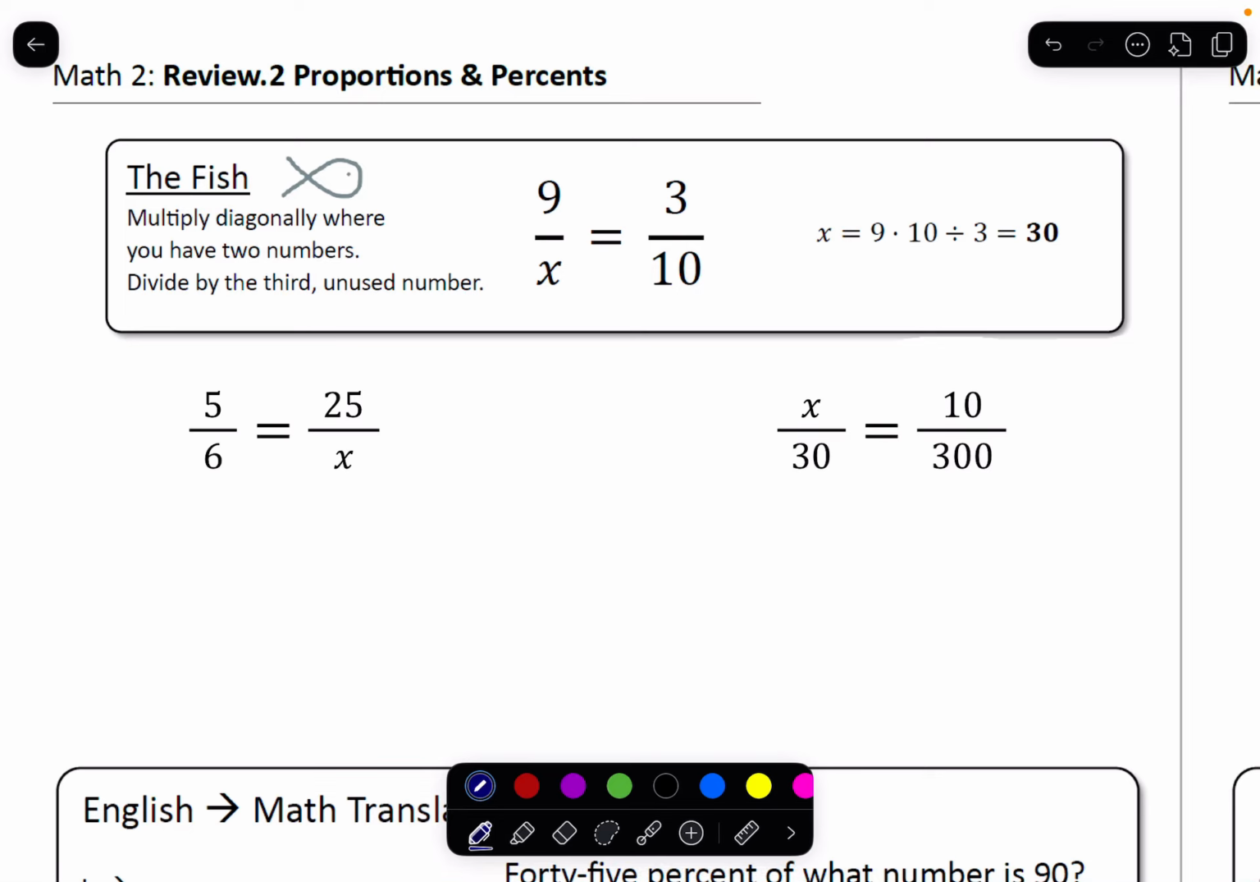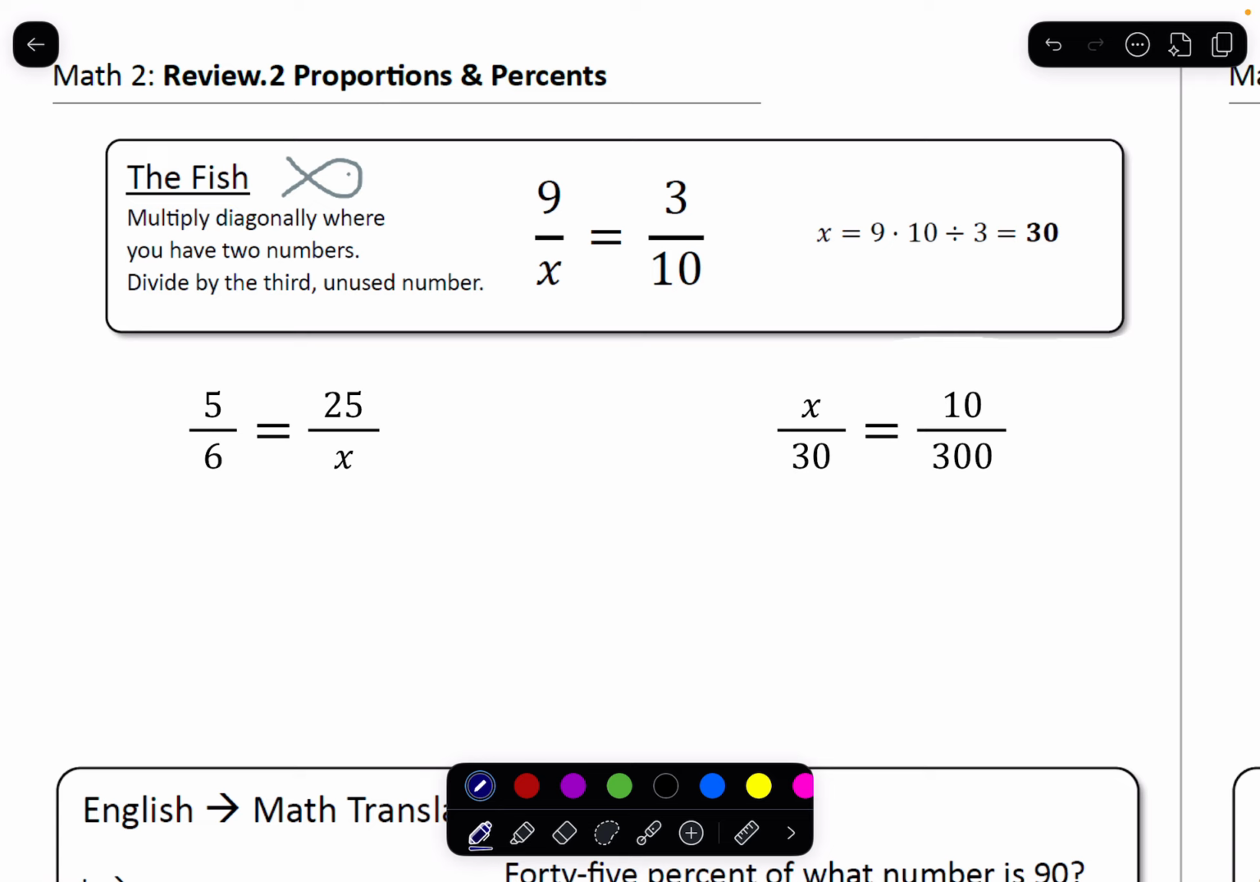All right, guys, review 2, proportions and percents. Great topic to review at the beginning of the year, and arguably one of the best topics for you to use when you're studying and preparing for the ACT. We're covering it on the second day of the year.